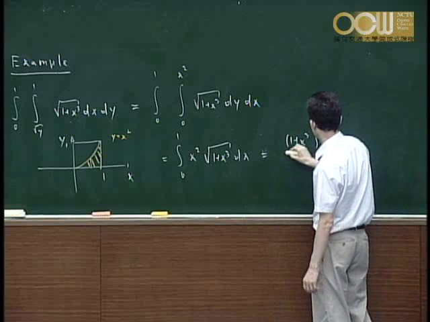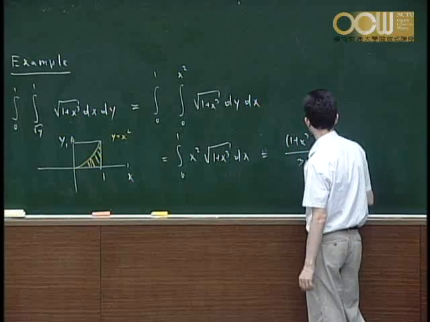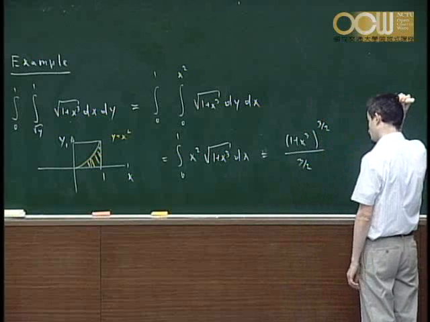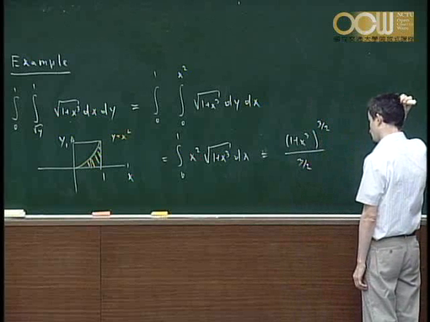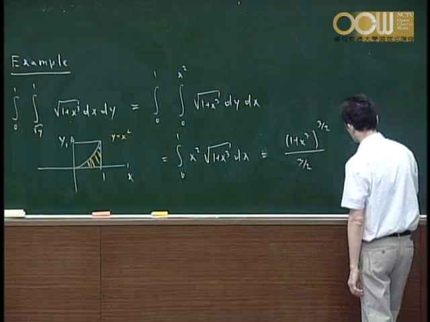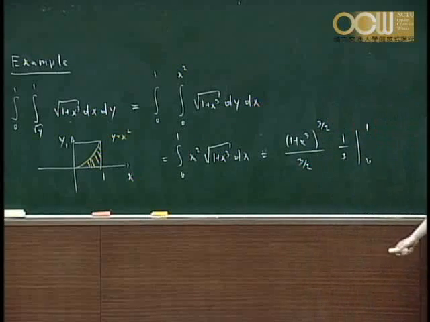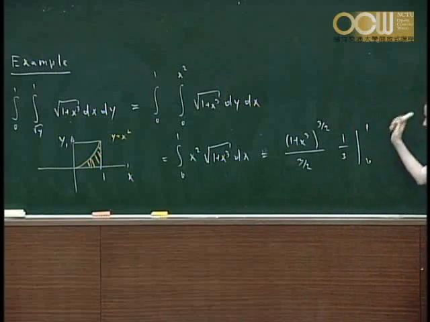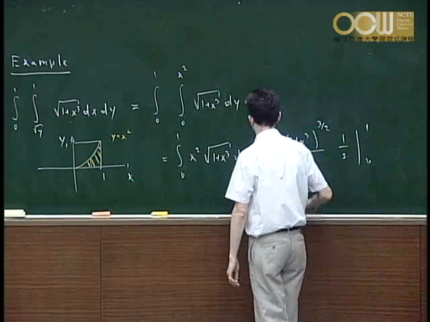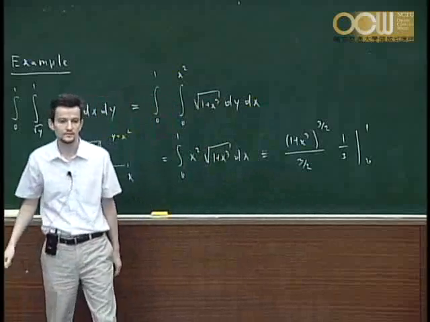So what you get is 3/2 over 3/2. What does this give you? The inner integral is 3x squared, so I have a 1 over 3 evaluated at 0 and 1. And this will give you some value. I'm not going to compute it.